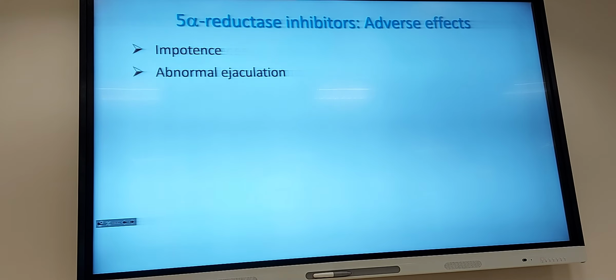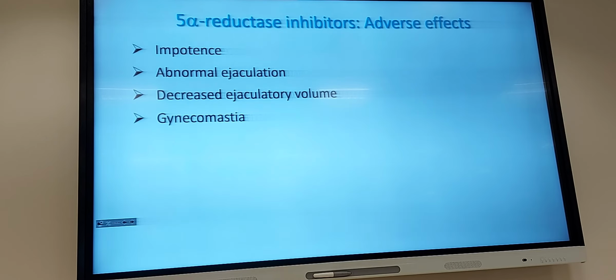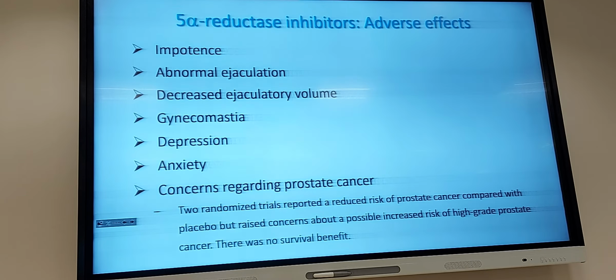Okay, adverse effects very quickly: impotence, abnormal ejaculation, reduced ejaculative volume, gynecomastia. When you reduce the androgens, you will have all these symptoms: depression, anxiety, and then there's one more thing, the concern for prostatic cancer. Some of the trials have shown, there are 2 trials which showed reduced risk of prostate cancer compared with placebo. But at the same time, there is a possible increased risk of high-grade prostate cancer. So you might discover more high-grade prostate cancer in these patients.